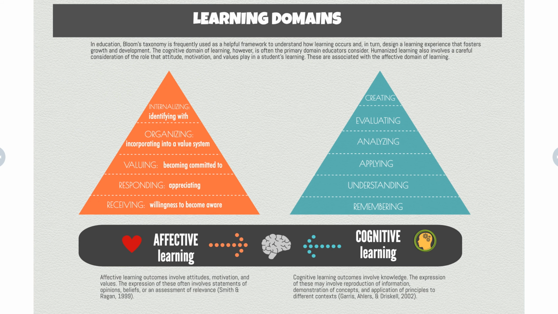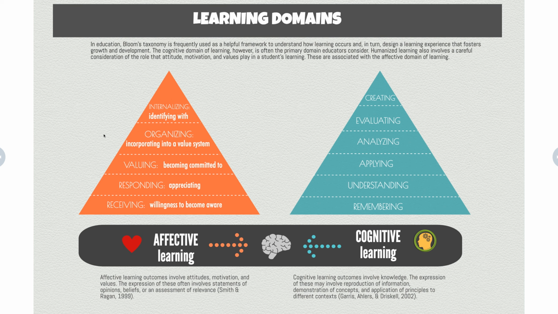This is learning domains. And some of you have probably heard of Bloom's taxonomy. Bloom's taxonomy is a very famous frame of reference. Benjamin Bloom was an educational researcher, educational psychologist. And as it says here, Bloom's taxonomy is frequently used as a helpful framework to understand how learning occurs. And on the left in the orange, we have what's called affective learning: attitudes, motivations, and values. And on the right, we have cognitive learning, which involves knowledge.